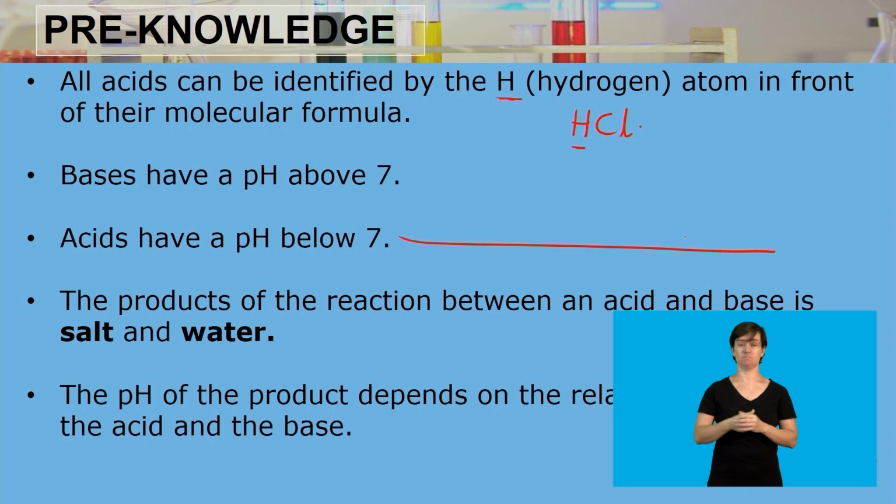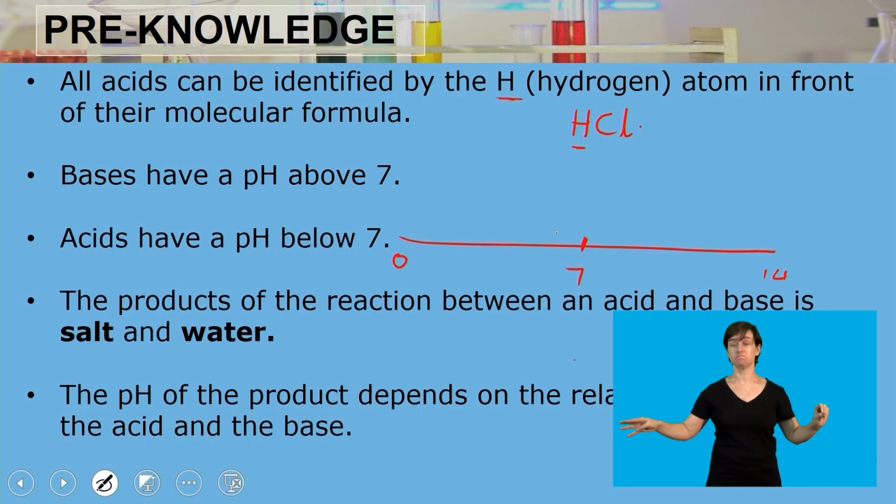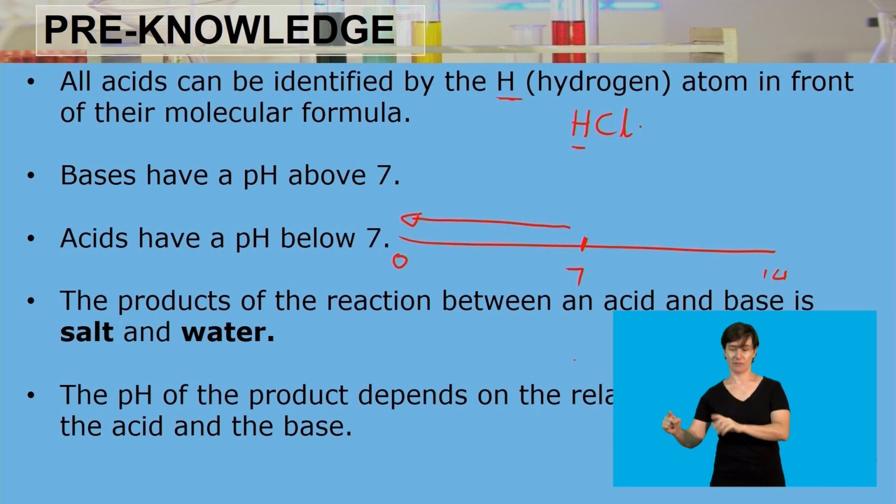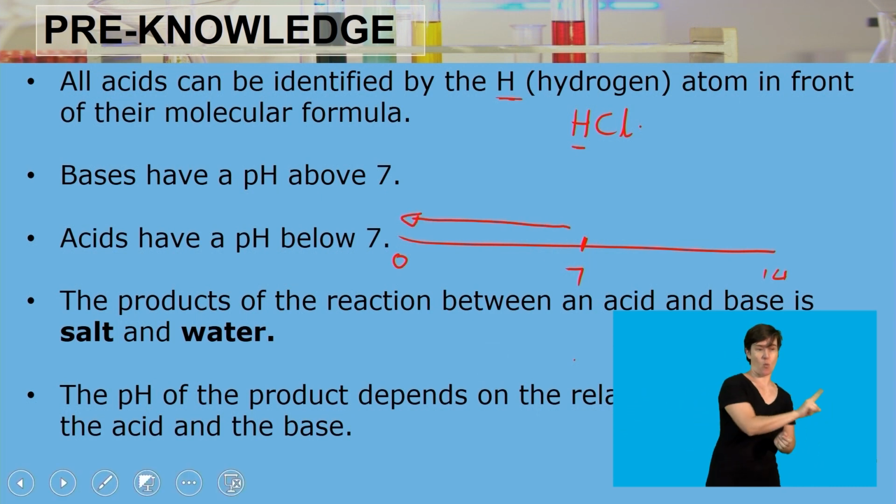That means now, when we are looking at the pH from 0, 7, and 14, the further you move away from 7 towards 0, the strength of the acid increases.